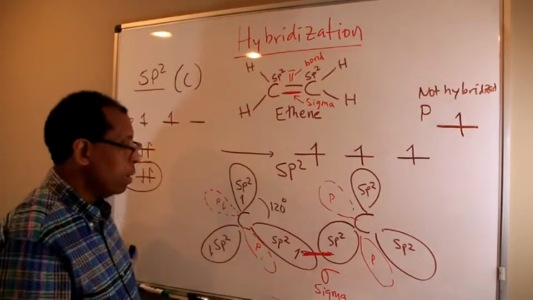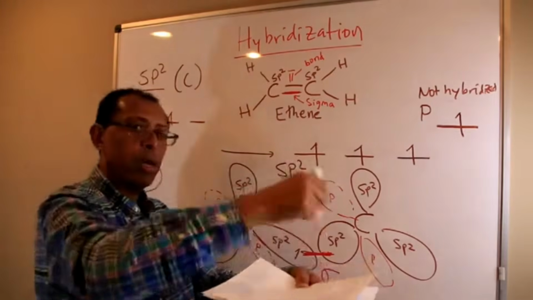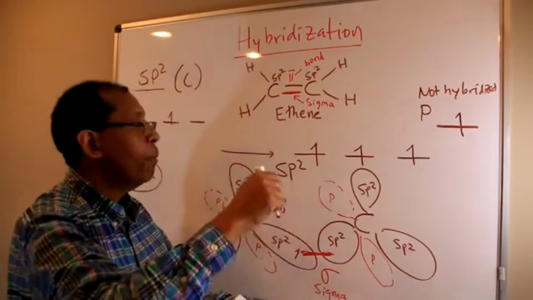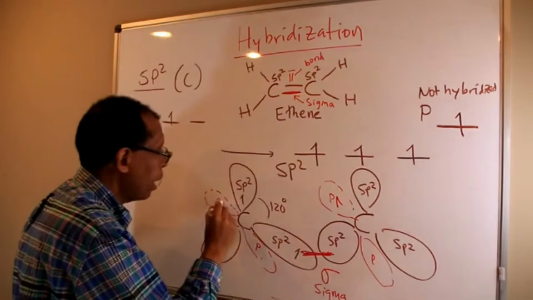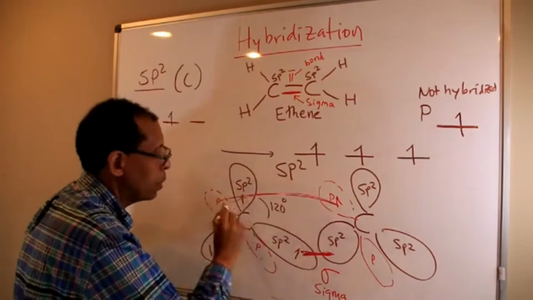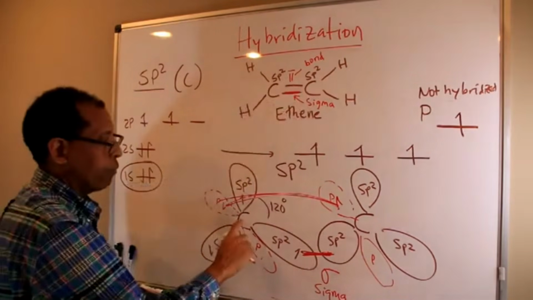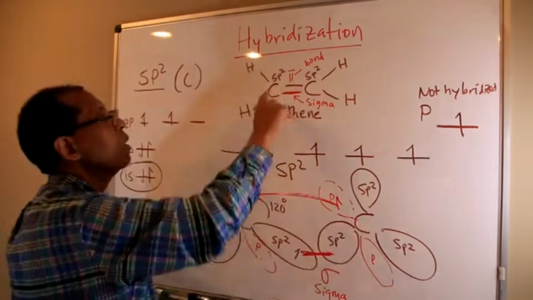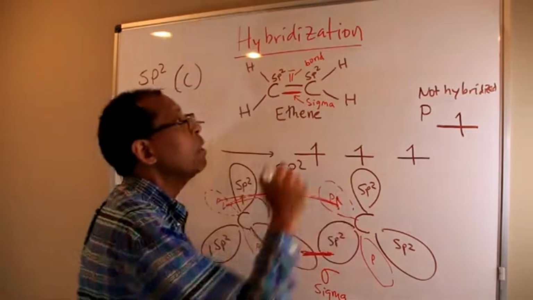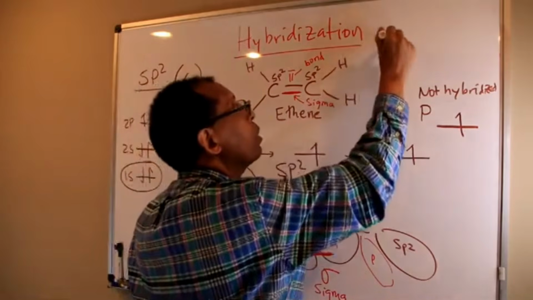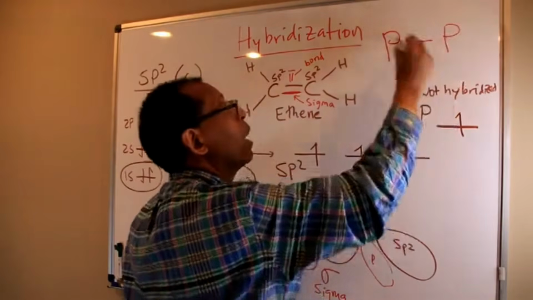That is made by the ones which are sticking like this, the p orbitals, which are unhybridized, but each one of them has 1 electron on it. They make a bond. So that is the pi bond from this carbon to that carbon. It's called a pi bond. A pi bond is made from an unhybridized p orbital interacting with another unhybridized p orbital.